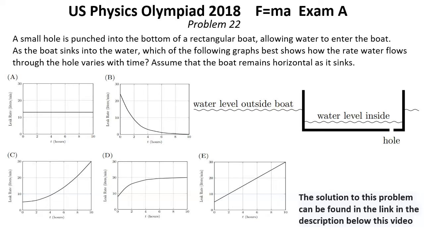By Archimedes' principle, the difference in the outer and inner water levels always remains the same. Then the amount of pressure forcing the water through the hole remains the same by Bernoulli's principle. So the rate of flow is constant. That was answer A, and that was the solution for problem number 22.